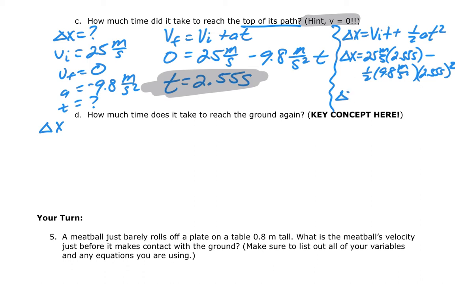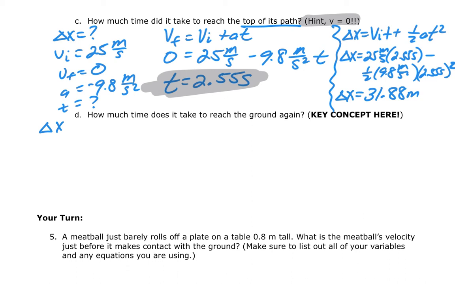When I do that and I plug that into my calculator, I would suggest you pause the video right here and check to see what you get in your calculator. So pause it and then come back. And then hopefully you got that your delta x was 31.88 meters. Maybe you rounded differently, that's fine.